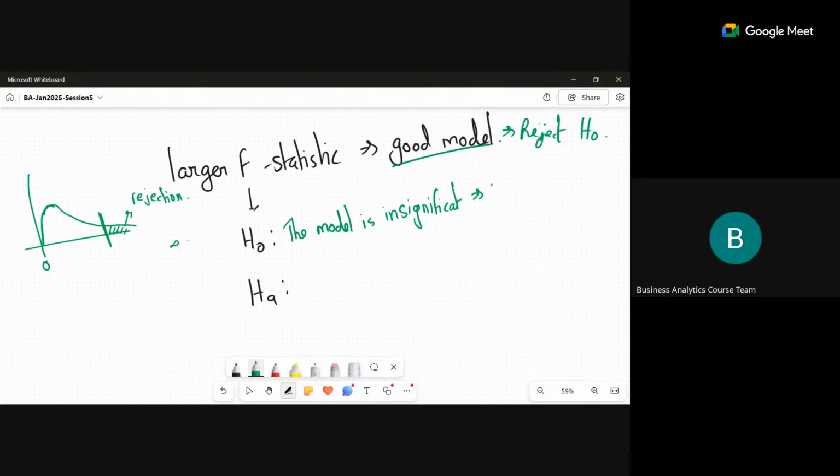Which is nothing but beta 0 equal to beta 1 equal to 0, since this is an SLR. For an MLR, I'll just write it because it will come later. For an MLR, it is nothing but beta 0 equal to beta 1 equal to beta 2 equal to so on up to beta k is equal to 0. All betas are 0 is your ANOVA test.